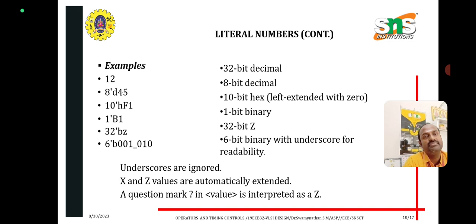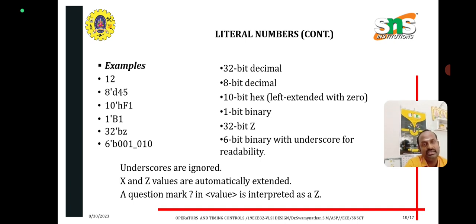And next, the examples. 12 means a 32-bit decimal. 8'd45 means 8 is the size, d means decimal, 45 is the value. Next, 10'hF1 means 10-bit hexadecimal, with value F1. So those are examples. Next, a 32-bit Z, that is a 32-bit high impedance value.